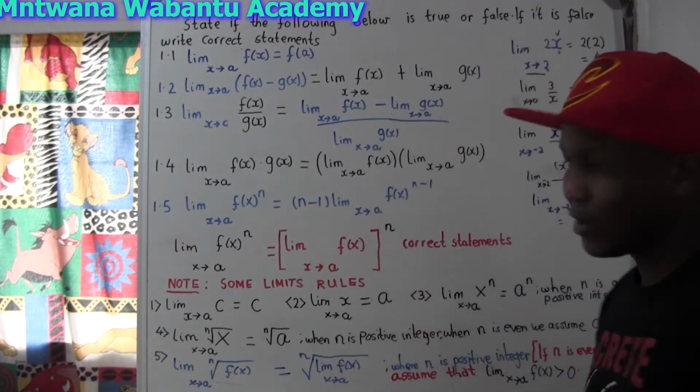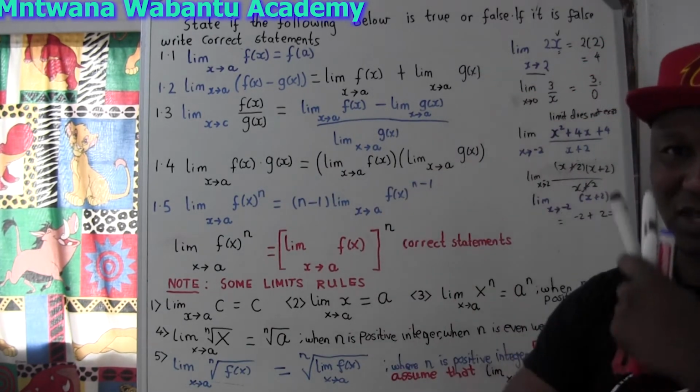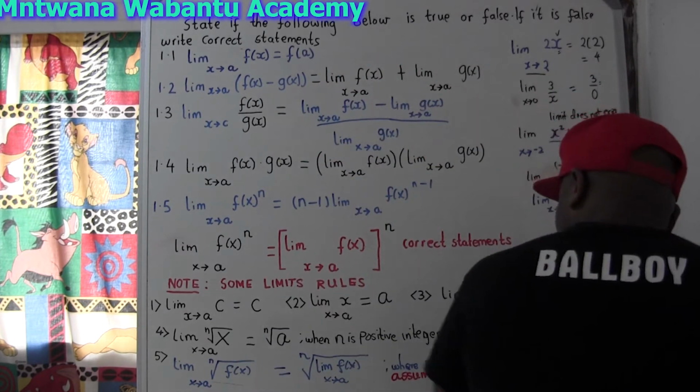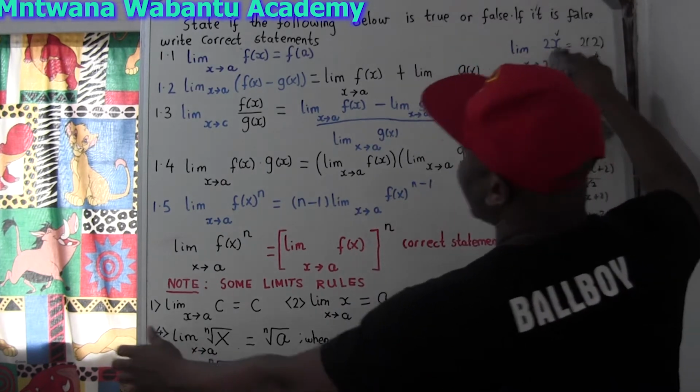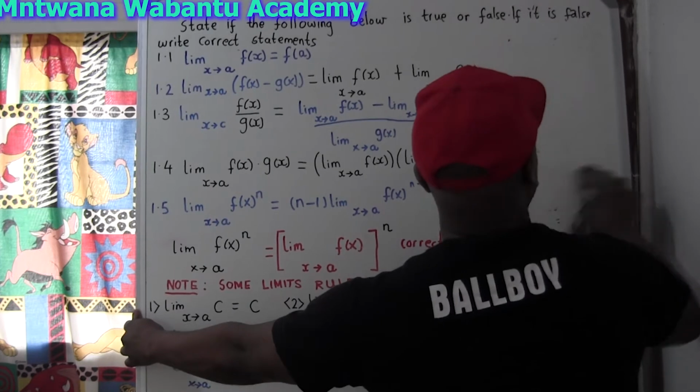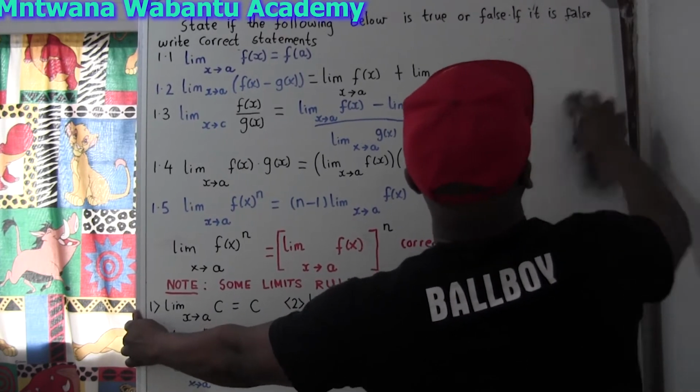Now let's go to the rules. So here are the rules, but I'm going to explain them in a mathematical way so it makes a lot of sense. You know what I'm saying? So let's take some rules. I believe you have some understanding of how the limit works. So now let's take some of the limits here.